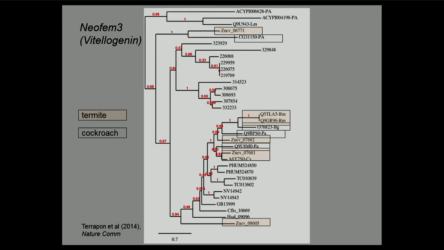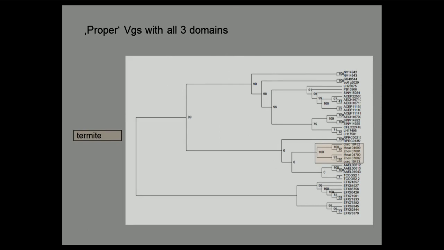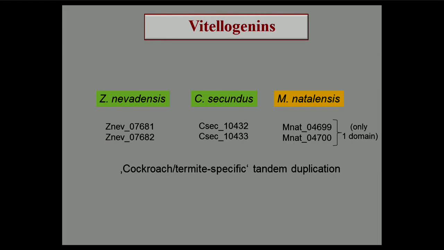And when we look in detail again into these genes, which you can see here, we again have species-specific or lineage-specific duplications of this gene. And in this case, we have really close orthologs. This is the Cryptothermes secundus gene. We have a next close ortholog in Zootermopsis nevadensis and Macrotermes natalensis. And the same for the duplicated gene. We also have close orthologs in both species. But what we can see in Macrotermes natalensis is that there's actually only one domain of the three domains for vitellogenin. So there seem to be two losses of domains in Macrotermes natalensis.